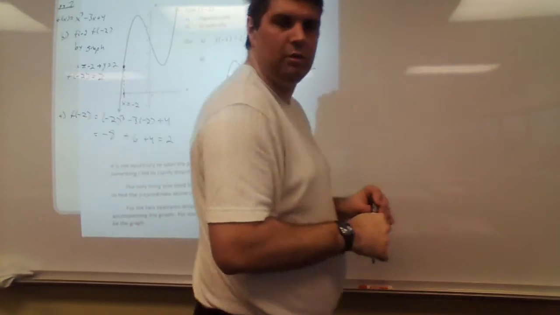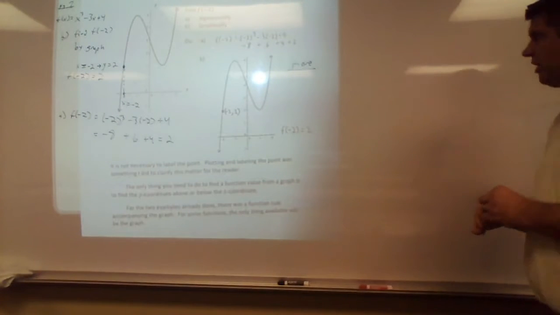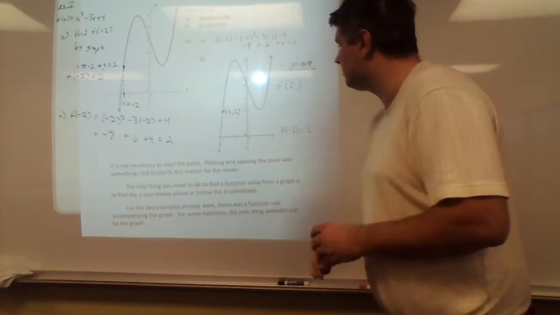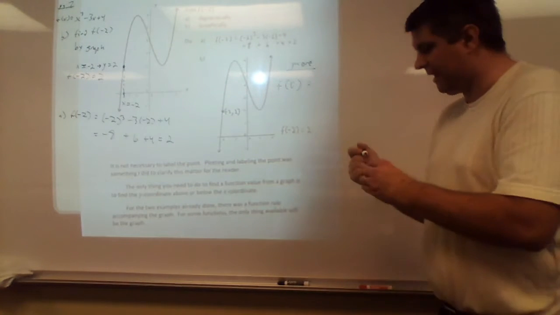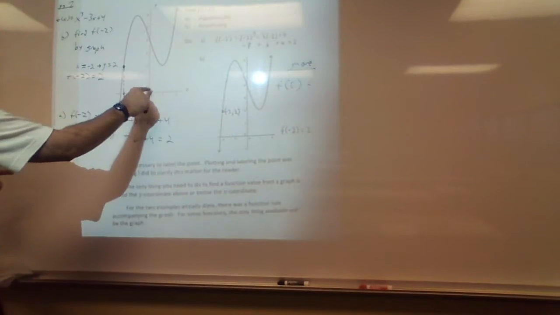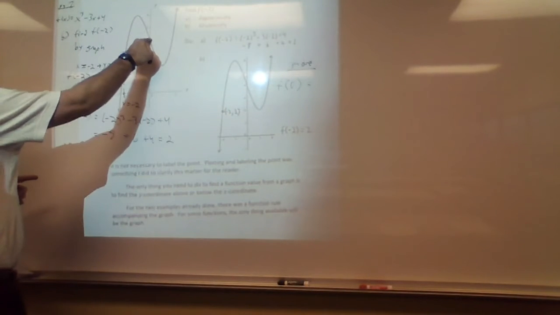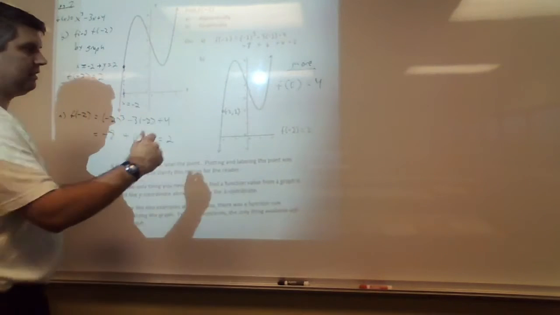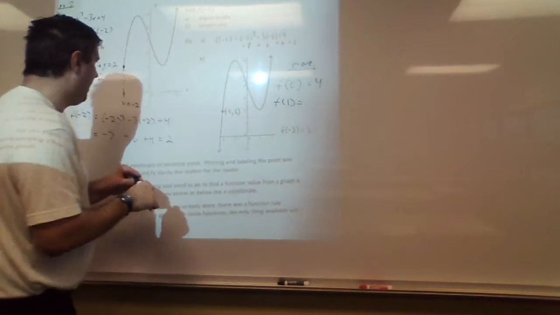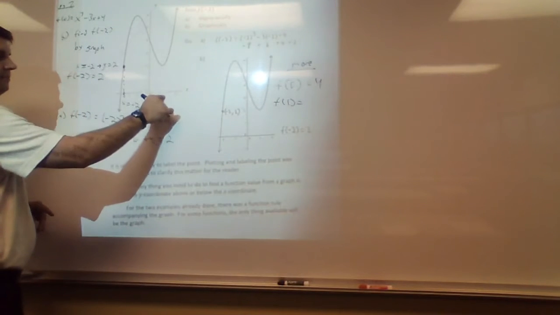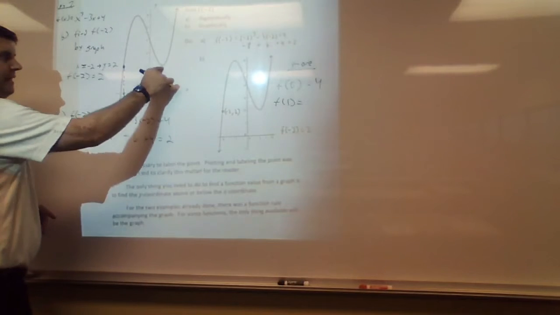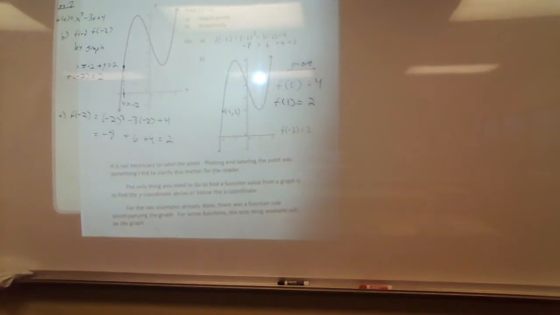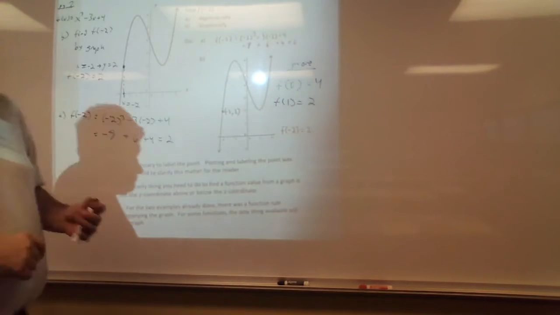Let's talk about more, which is not on your graph. Well, let's talk about, say, f of 0. If I go to x equals 0 on the graph and go up to meet it, it's 4. Let's say I want f of 1. Well, I go to where x equals 1 on the graph, and I go up to meet it at 2. So that's the basic idea.